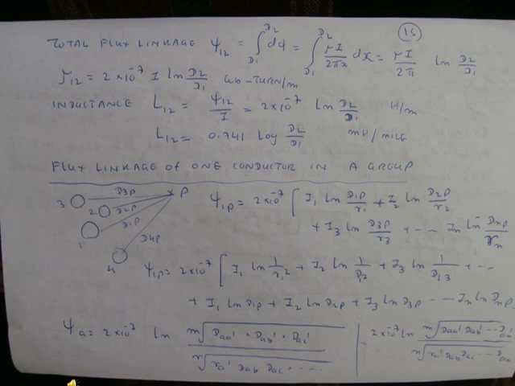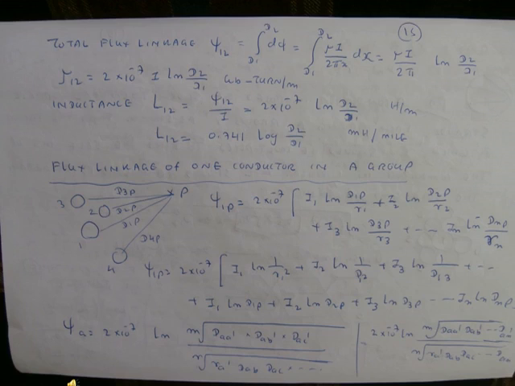So flux linking the conductor in the group. In this case, we have conductors 1, 2, 3, 4, as you can see in the figure. So D1B, D2B, D3B, D4B are the distances. In this case, phi 1B is equal to 2 multiplied by 10 power minus 7 times I1 ln D1B divided by R1 plus I2 ln D2B divided by R2 plus I3 ln D3B divided by R3, up to IN ln DNB divided by RN.